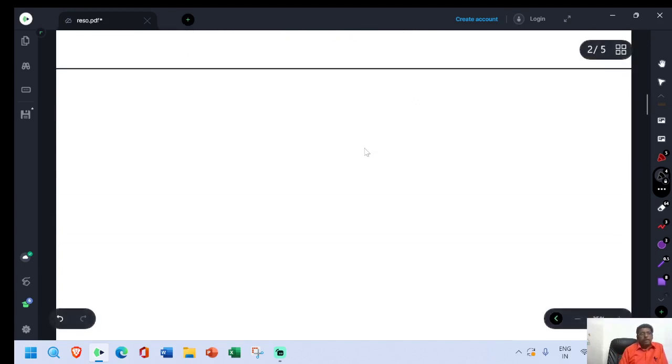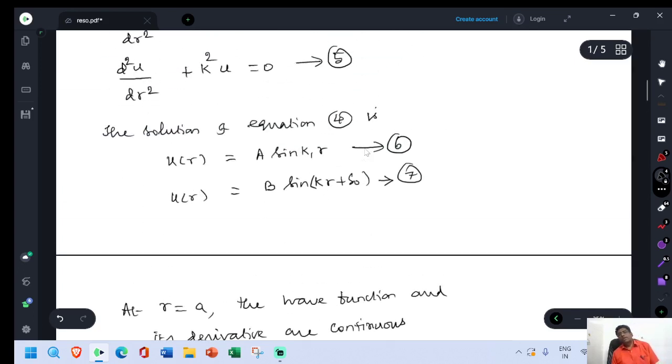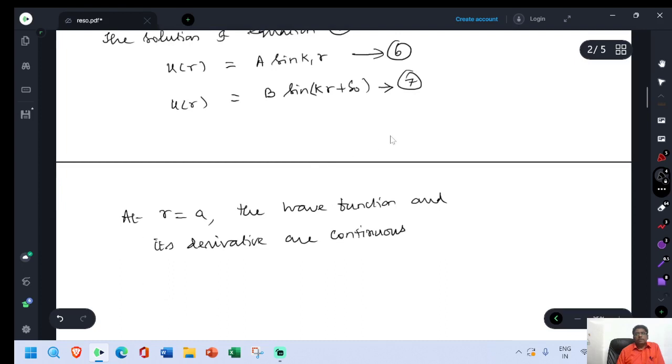At r equal to a, the wave function and its derivative are continuous. r equal to a means at the boundary. Now see equation 6 at r equal to a, that means u of a equal to A sin k1a, where u of a is equal to B sin of ka plus delta 0. This is 8, this is 9.